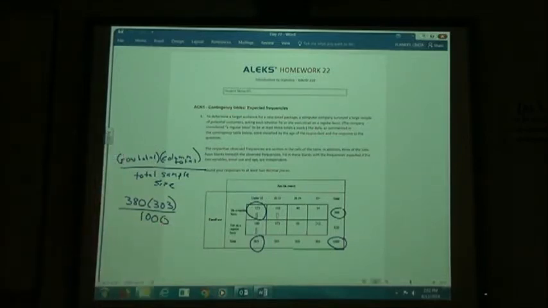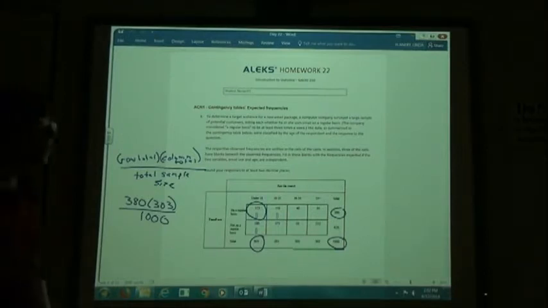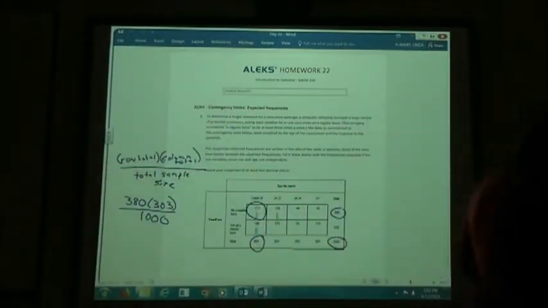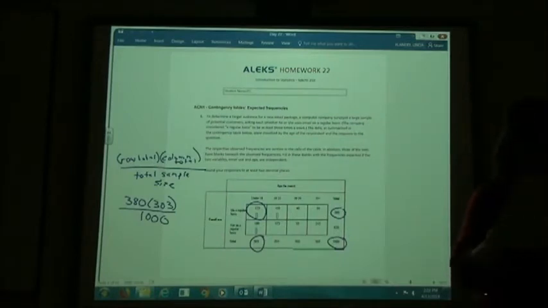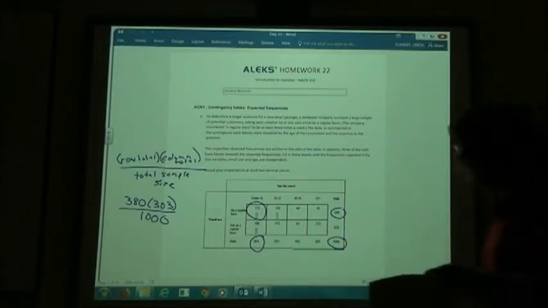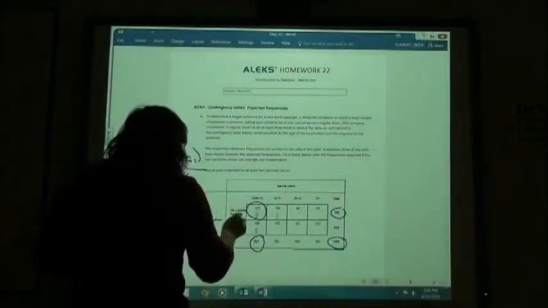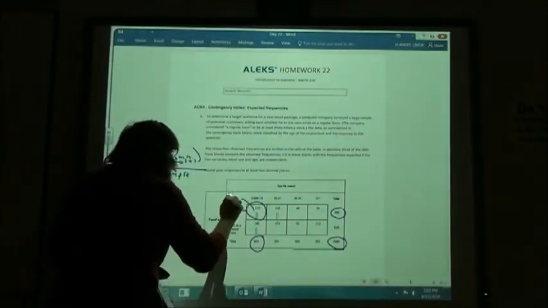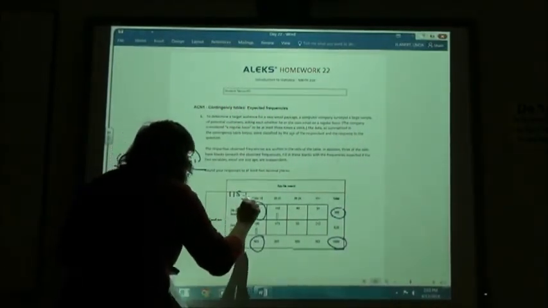And again, you're just going to grab your calculator, take 380 times 303, divide it by 1,000. 380 times 303 divided by 1,000 gives you 115.14. So my answer there, 115.14.